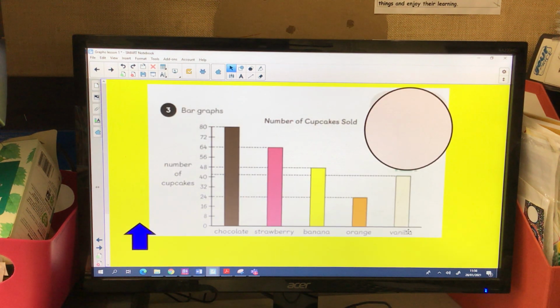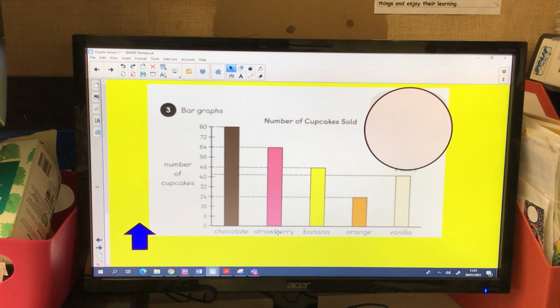How else could this information be represented? Well, it can be represented in a bar graph, and you may have seen these bar graphs before. We've got number of cupcakes coming up the side here. This is important with a bar graph: it's the title of the bar graph. The title is telling us the number of cupcakes sold.